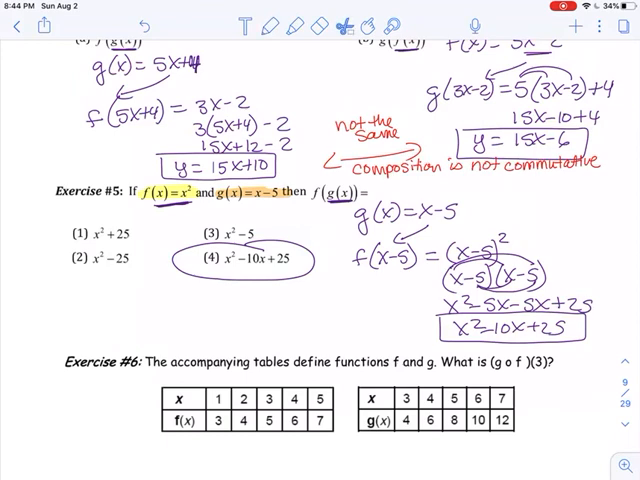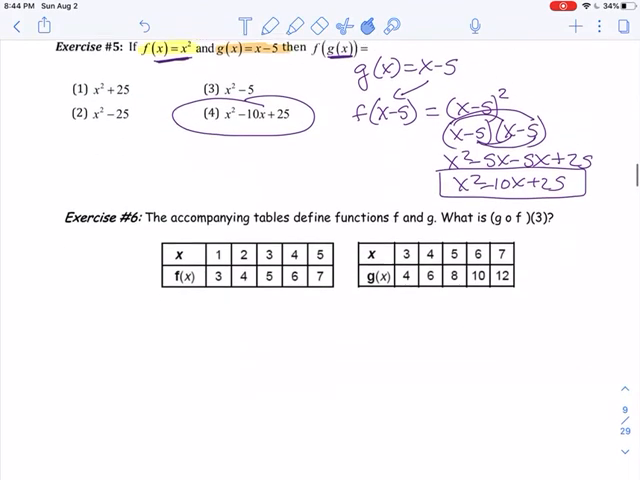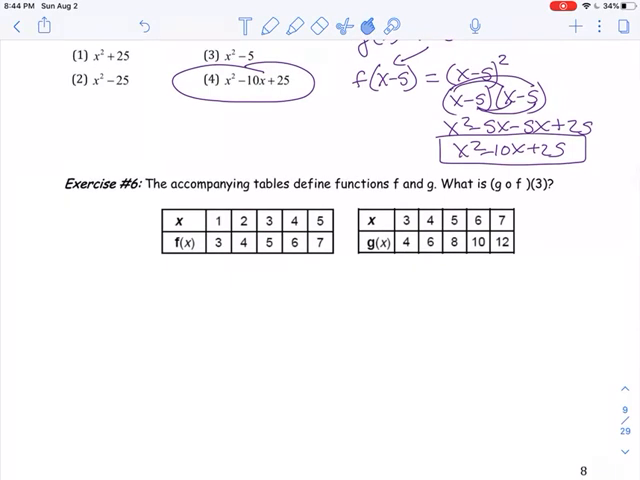And then the last one, I'm just going to read a table. So I just did some equations, I did some graphs, and now I finally have a table here. The accompanying diagram defines the functions f and g, and I want to find g following f of 3. So this is my first function, f of 3. So I'm going to find f of 3. Remember, this is my input. So I'm going to go to the f function, and f of 3 is 5. Here's my input, right? There's my input right there. And that gives me an output of 5.